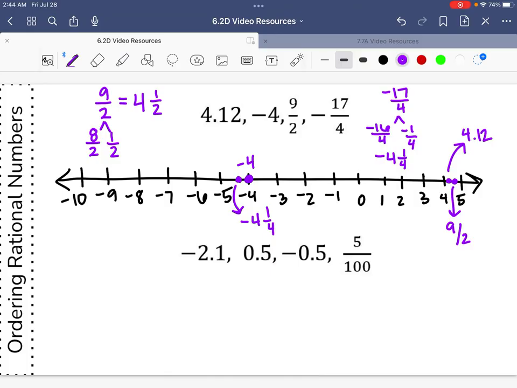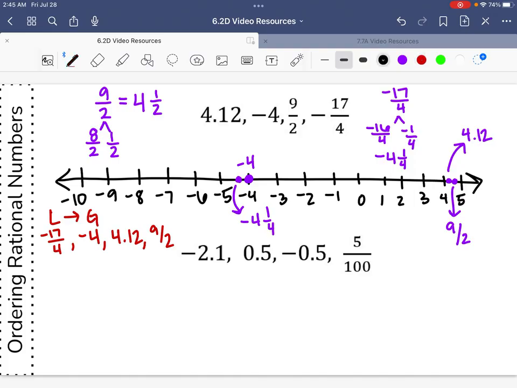So now that I have all of these values on my number line, I can put them in order from least to greatest. The least number I see is -4 and 1 fourth, which was actually given to me as -17 fourths. The next number is -4, and then 4 and 12 hundredths, and the greatest number was 9 halves.